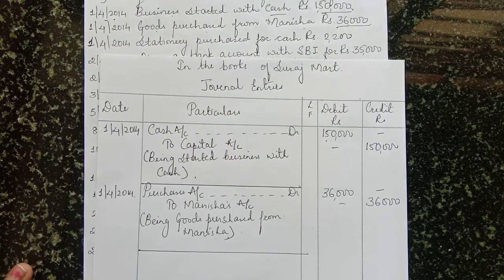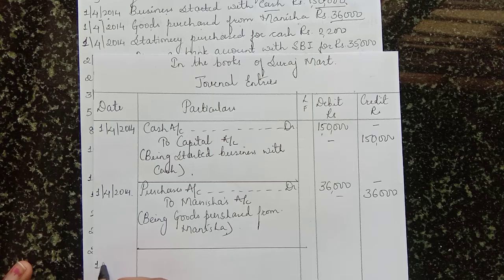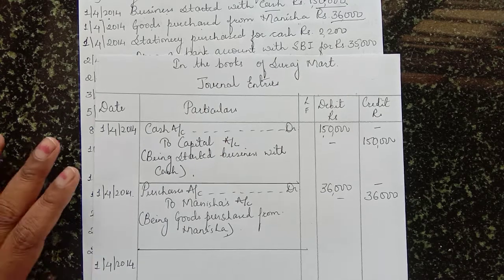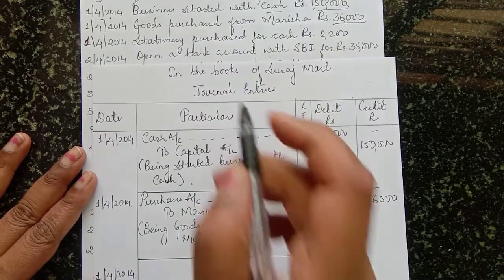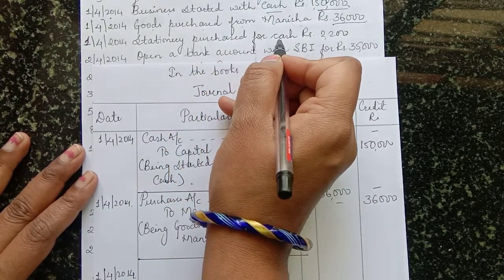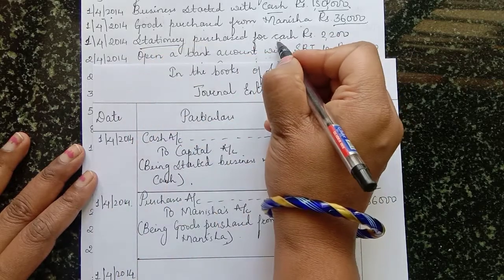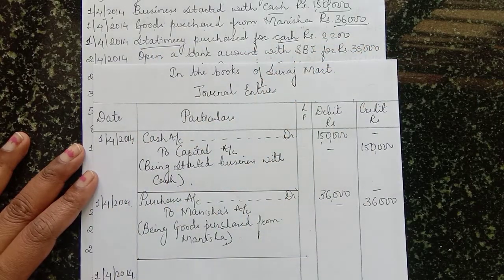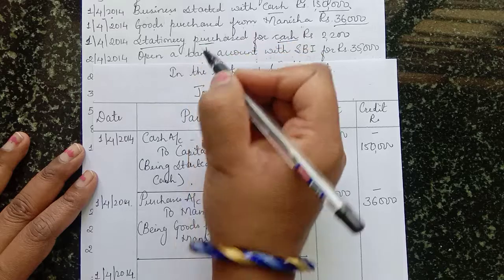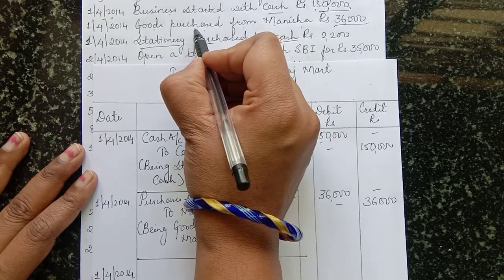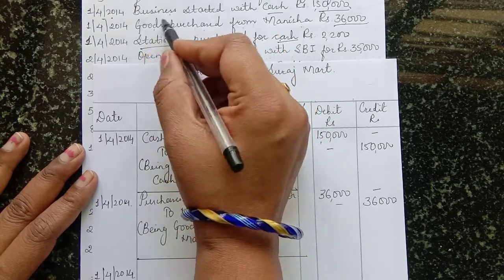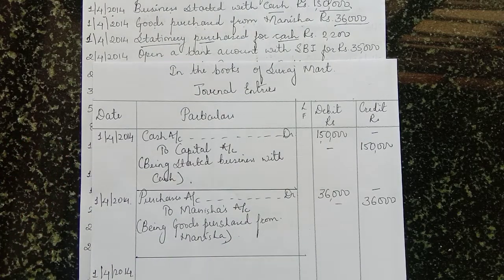Again third transaction is held on 1/4 only. 1/4/2014. Yes, see what is given. Stationery purchase for cash. So one is stationery account and another one is cash. Now here don't write purchase account. Purchase account will come only when goods related is there. Purchase goods or bought goods. Bought goods means also same. Bought means purchase only, right?